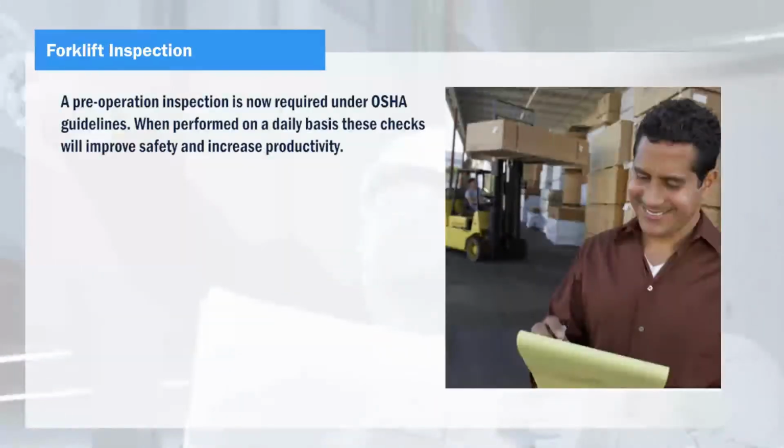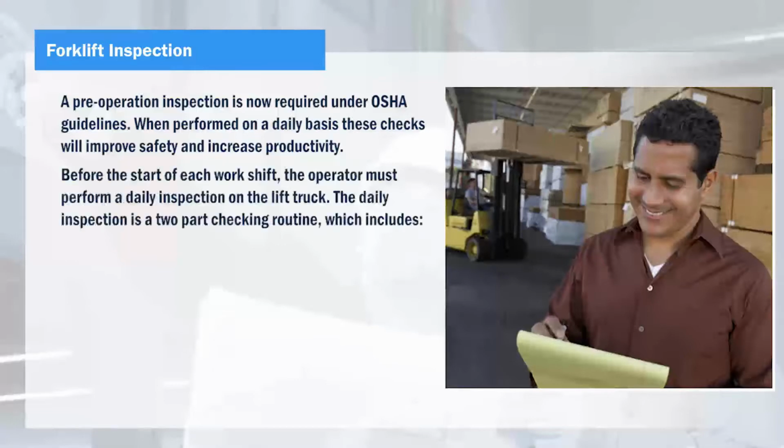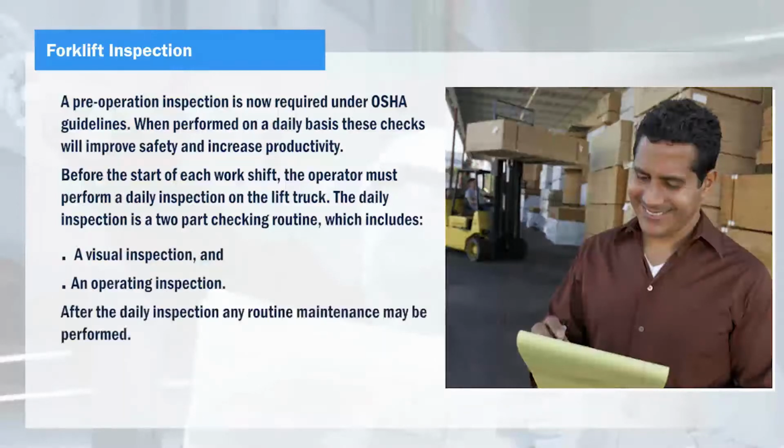Forklift inspection. A pre-operation inspection is now required under OSHA guidelines. When performed on a daily basis, these checks will improve safety and increase productivity. Before the start of each work shift, the operator must perform a daily inspection on the lift truck. The daily inspection is a 2-part checking routine, which includes a visual inspection and an operating inspection. After the daily inspection, any routine maintenance must be performed.